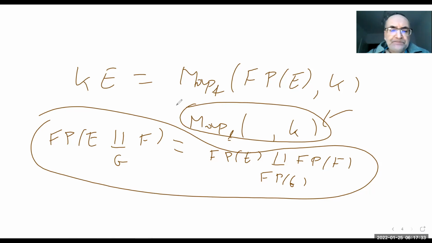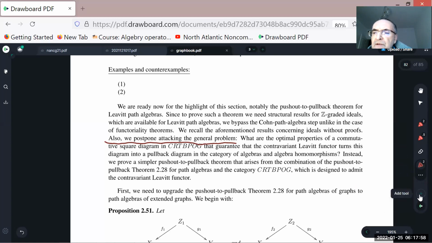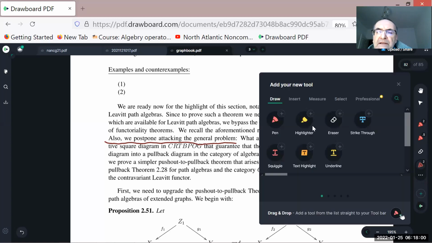Let me now go back to my lecture notes. So I start sharing again, and now not the whiteboard, but the notes. Okay, and I should have somewhere a highlighter. This is eraser. Yeah, let me highlight.